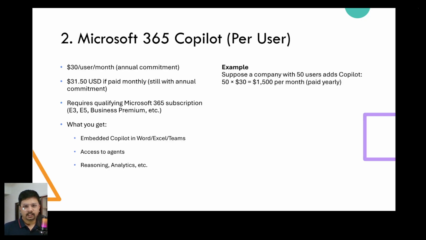Second is the Microsoft 365 Copilot per user plan. Basically this per user plan is $30 per user per month based on annual commitment, and 31.5 USD if we do monthly subscription. You cannot just purchase the Microsoft 365 Copilot license; that is an add-on. You must have a valid Microsoft 365 subscription, that is E3, E5, or Business Premium, and only then can you purchase this Copilot, right?